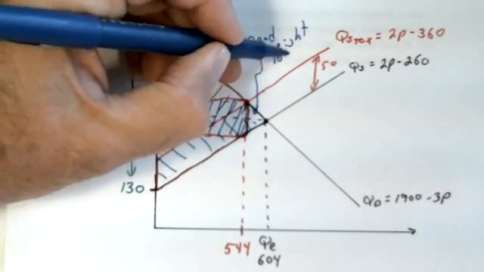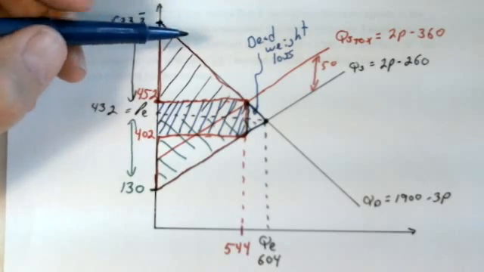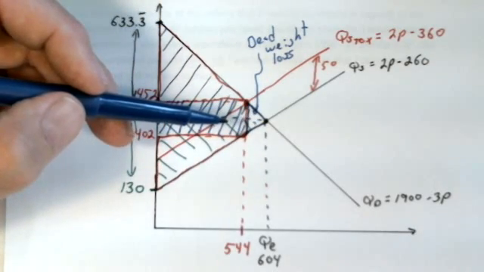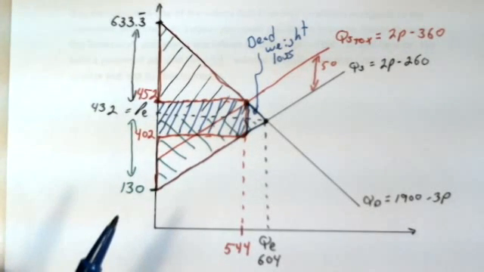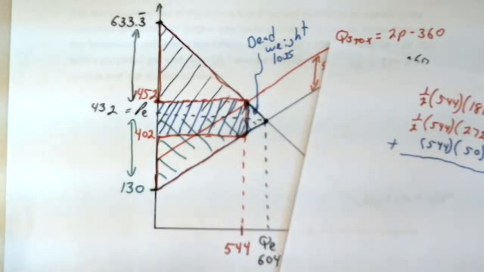Dead weight loss. And I'm not going to do it in this lesson, but if you want to, you can calculate the area of that weird little triangle right there, and it should turn out to be exactly the difference between the original consumer surplus, the original total surplus, and the new total surplus that we got, including government revenues collected.